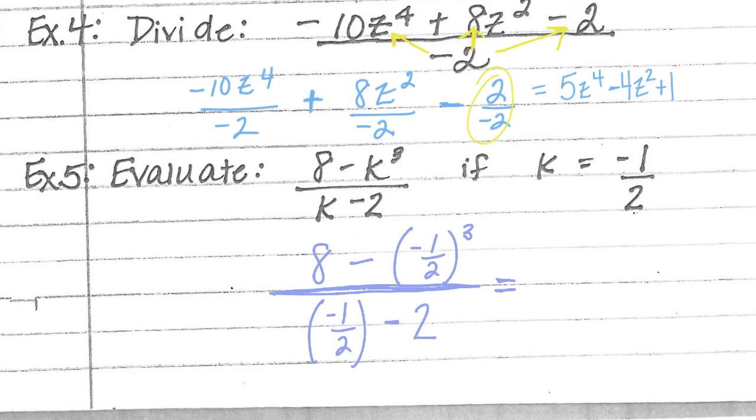All right, so on the top, did you have 8 minus, what happens when I have a negative 1/2 to the 3rd power? That's going to be what? Negative 1 over 8. So what happens with that double negative? It's going to be positive. We do have to add fractions here. And on the bottom, I just have negative 1/2 minus 2.